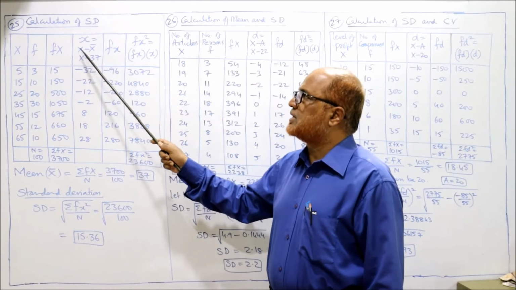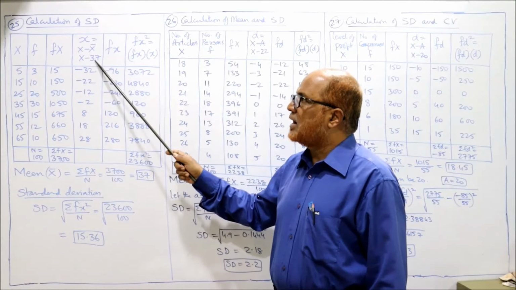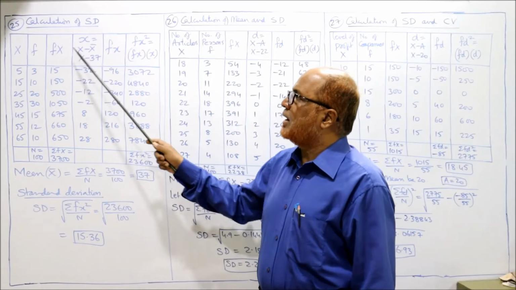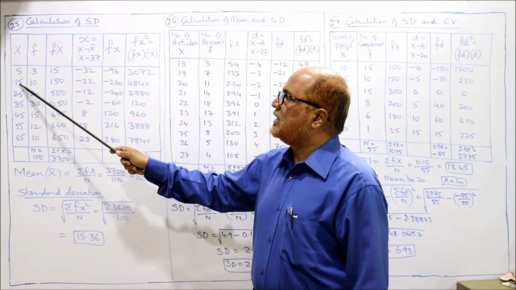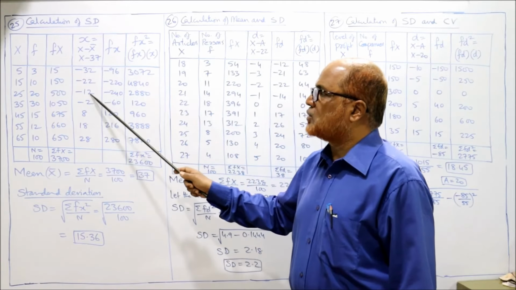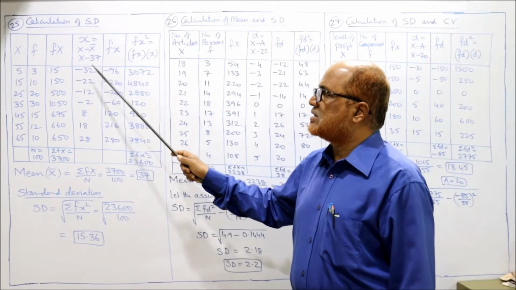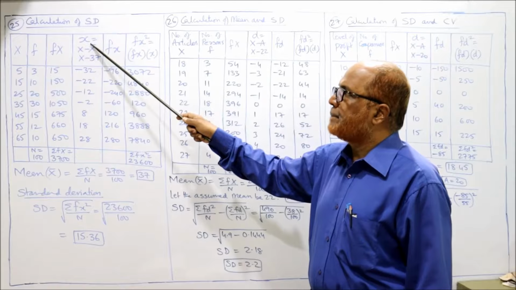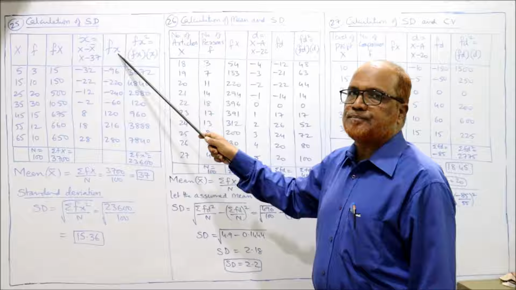Small x is equal to capital X minus x bar, capital X minus 37, since x bar is 37. So 5 minus 37 is minus 32. 15 minus 37 is minus 22. 25 minus 37 is minus 12. 35 minus 37 is minus 2. Like this you calculate the deviations, small x. Now multiply f into x.